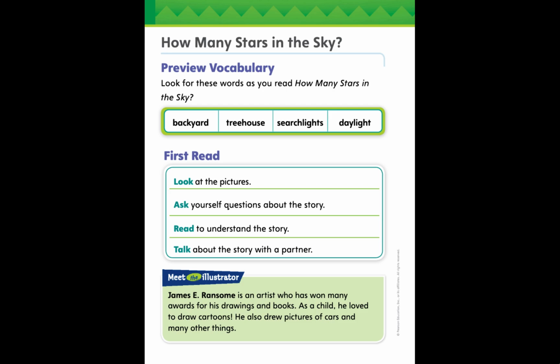Then you're going to read to understand the story. We're not going to just read and go through it. I want you to really understand what's happening, because at the end of the week, you're going to take a comprehension assignment over the story. Then lastly, you're going to talk about the story with a partner. So you can talk about it with a sibling, with a parent, with a cousin, with someone who you're with.